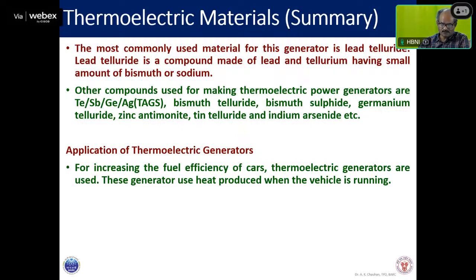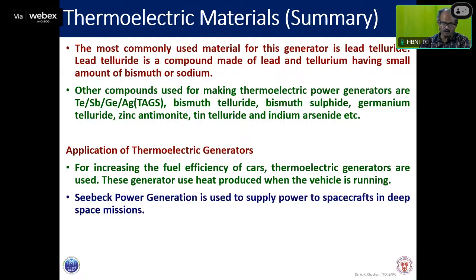What are the applications of thermoelectric generators? For increasing the fuel efficiency of cars, thermoelectric generators are used. These generators use heat produced when the vehicle is running. So you put a thermoelectric generator connected to the hot part like the engine, where it is producing a lot of heat, and the other part you can leave in the atmosphere. So this temperature difference will give you an electrical power output.